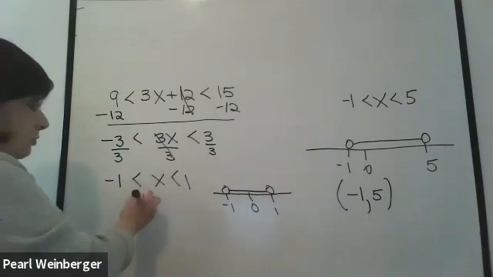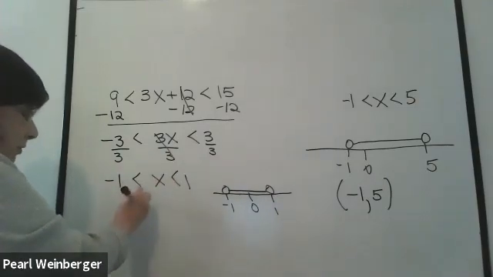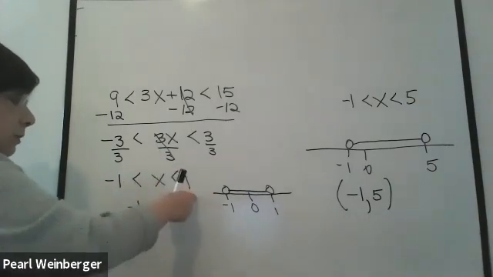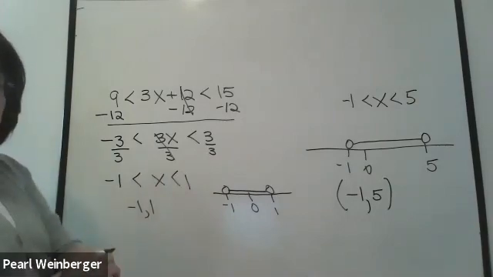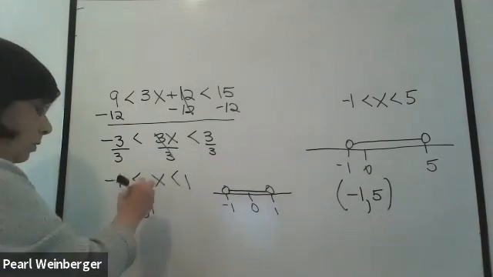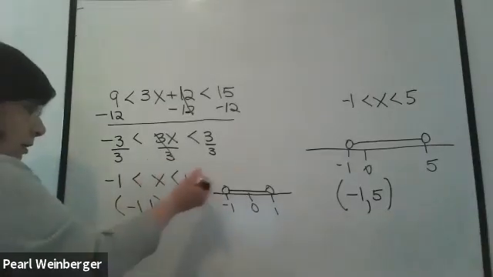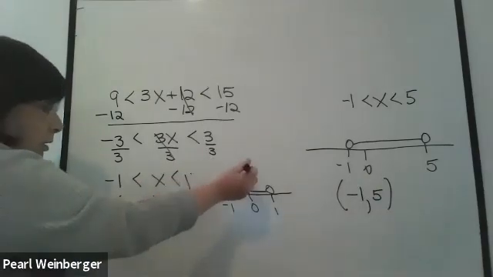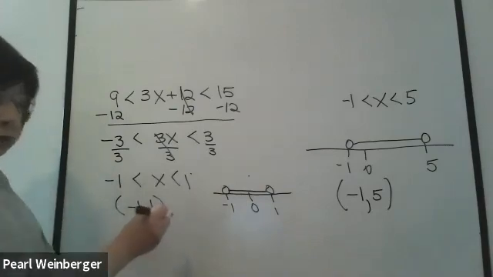If I want the answer in interval notation, I put the number on the left first, that's negative 1. I put the number on the right second, there's my 1, and decide whether I should use brackets or parentheses. Since it's less than, they're both parentheses. So here's my solution, my number line solution, my interval notation solution.